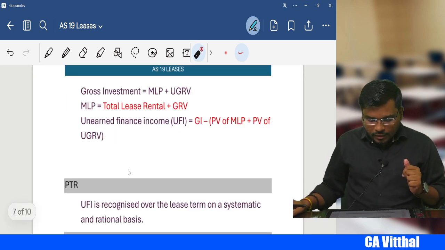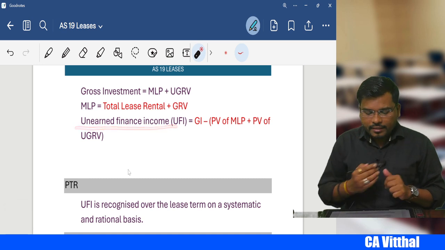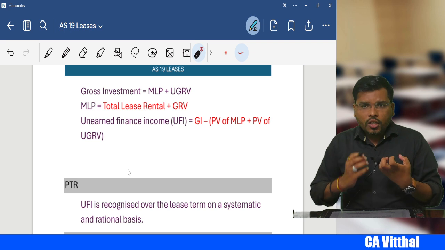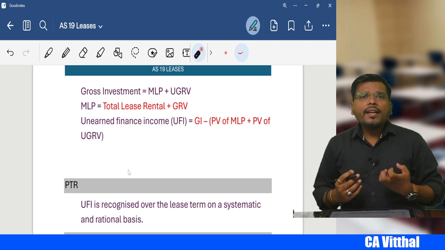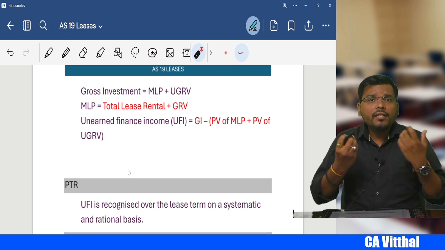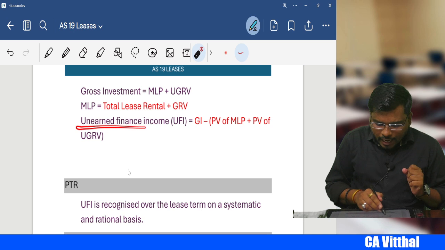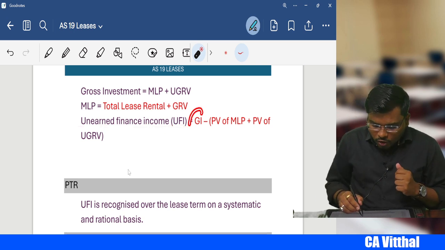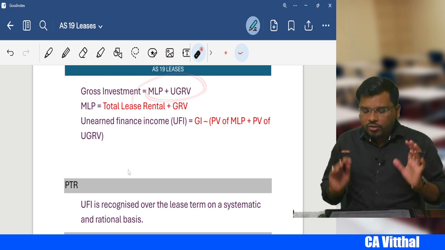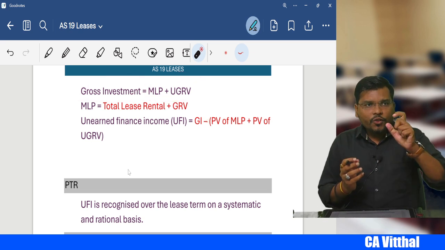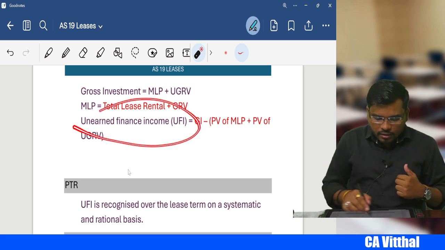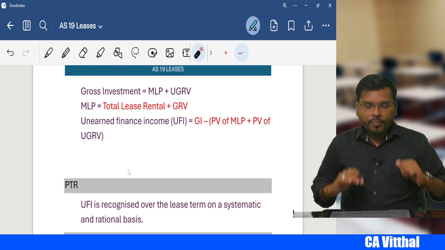After that, unearned finance income. What do you mean by unearned finance income? Whenever the lessor gives an asset on lease to the lessee, the lessor definitely needs some income from that lease. That is nothing but his finance income, interest income. So how to calculate unearned finance income? It is the gross investment minus the present value of the gross investment. If you subtract the present value of the gross investment from the gross investment, you will get income. That is the time value of money, right?